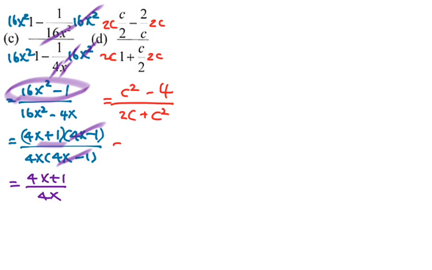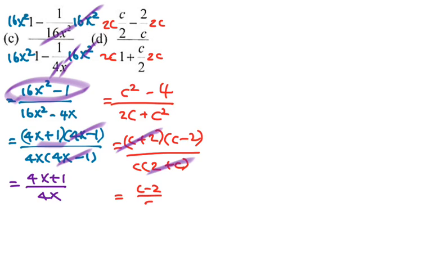Now, as I mentioned before, let's try to factor these things out. So here we have c plus 2 and c minus 2, due to the difference of squares. In the denominator, we have c being common to each other. So we have c and then 2 plus c. Then do you see anything which you can cancel out? That's right. c plus 2's cancel out. So we have c minus 2 over c as our final answer. Alright, then let's move on to the next question.